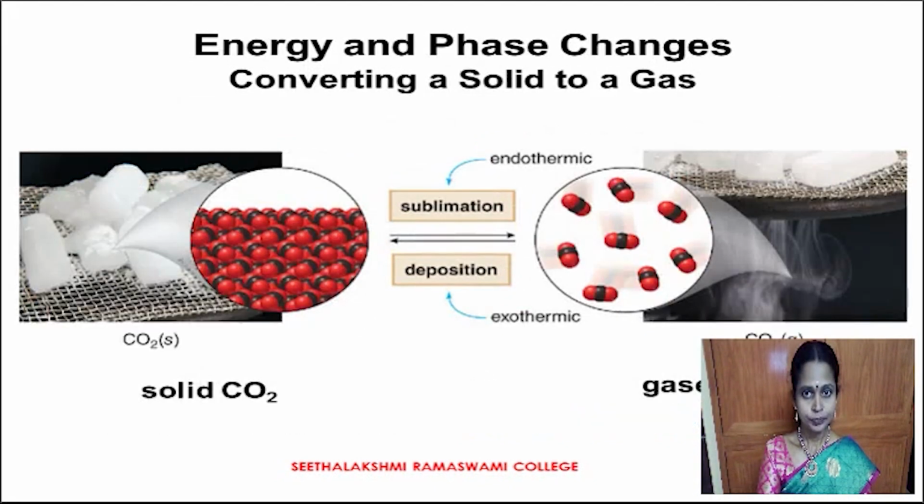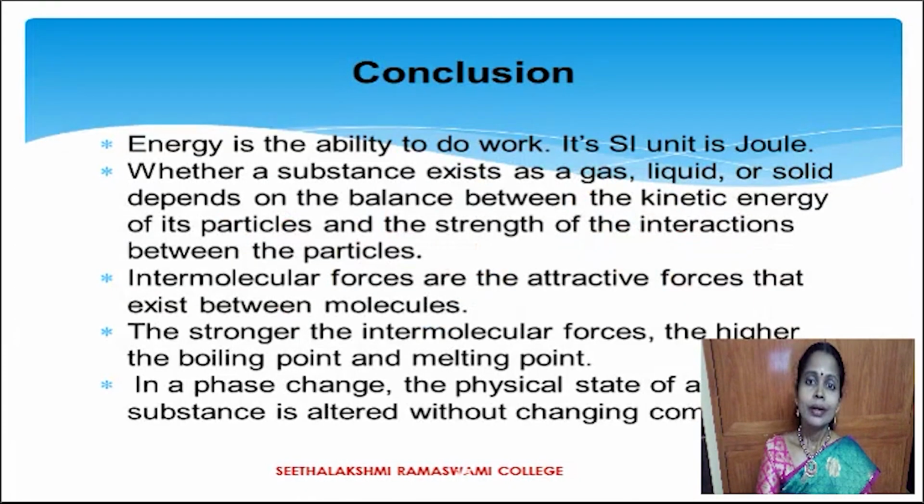The amount of energy which is needed to vaporize 1 gram of a substance is called heat of vaporization. The third type of phase change is conversion of the solid into the gas. This process is called sublimation, which is endothermic. And the reverse, when the gas is converted to the solid, this process is known as deposition and it is an exothermic process.